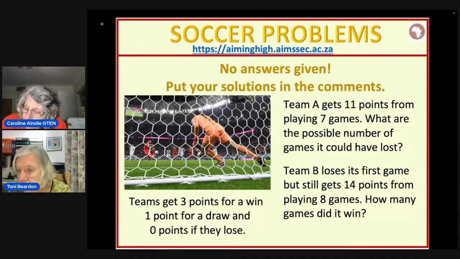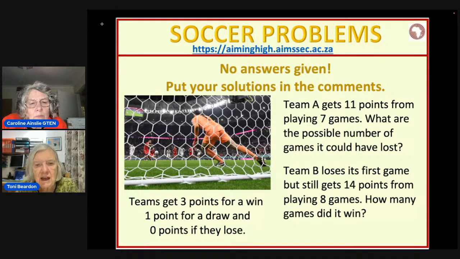Okay, so what if they win 1? Then there's not enough games for that to work. If they win 1, that's 3, and even if they drew on the remainder, that's only 9. So actually, the only solution is that they won 3, drew 2, and lost 2. Okay, that's right. So this is such a nice problem, because it needs you to think logically, but you can easily do it by trial and error.